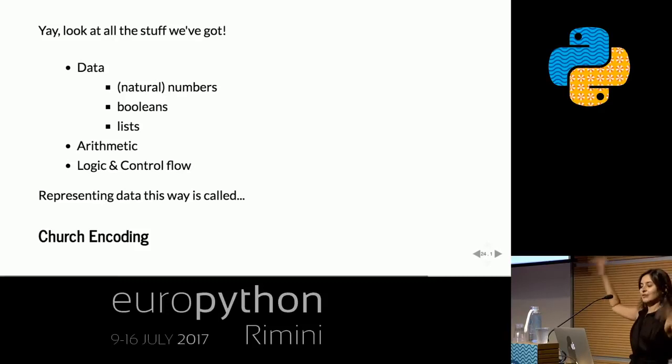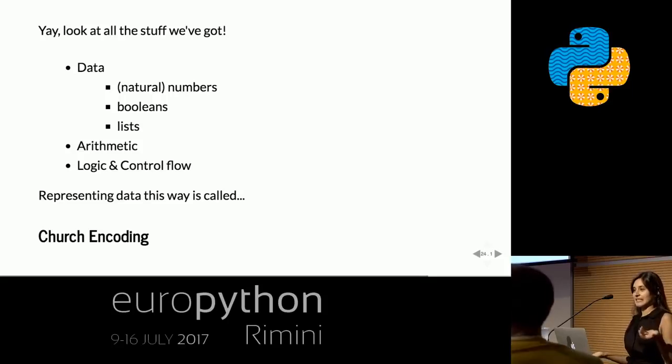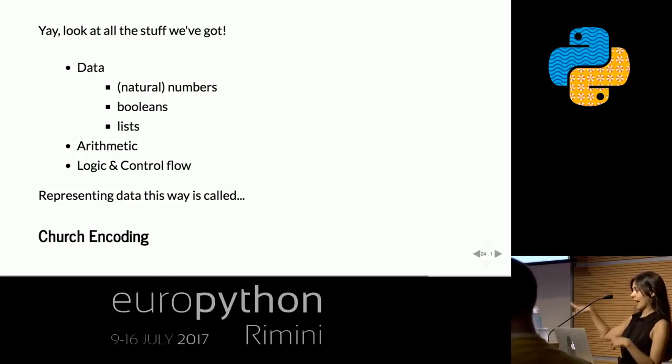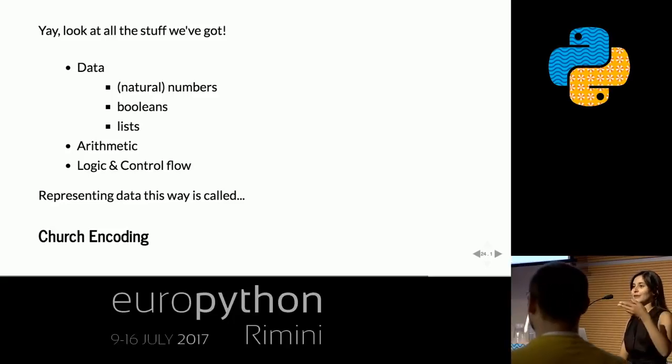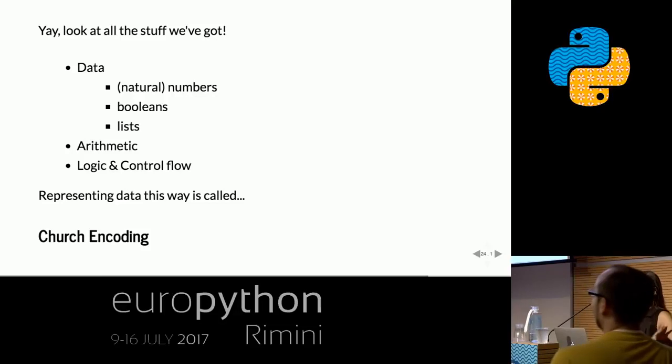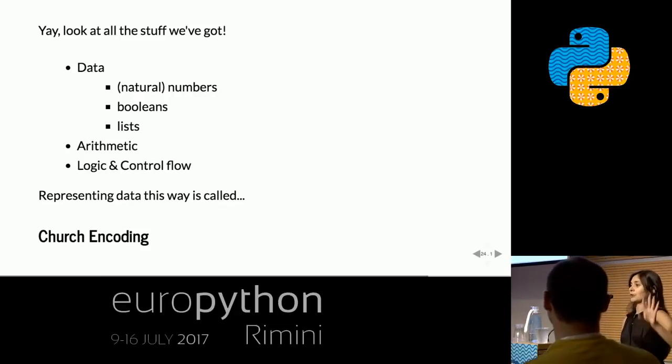So we got all this stuff. We got data. We've got numbers, booleans, lists, we got arithmetic, we got logic and control flow. And representing the data that we did here is called church encoding. So you can go Google that. And I know we're super out of time. So I'm not going to go through these slides, but it turns out that what we've been doing, representing data this way, is kind of like object-oriented programming.